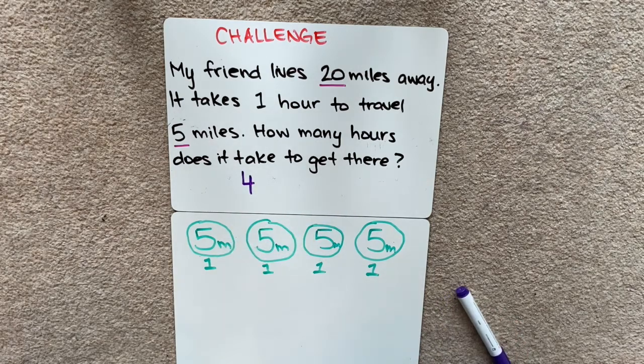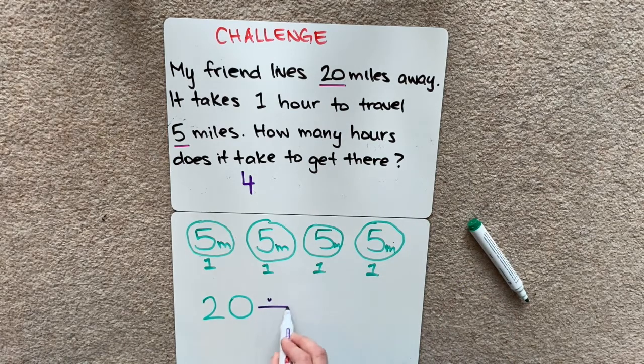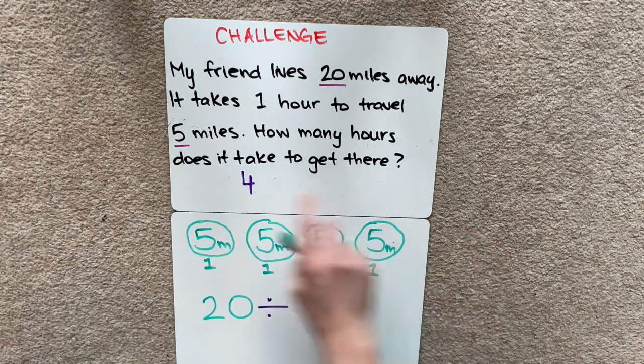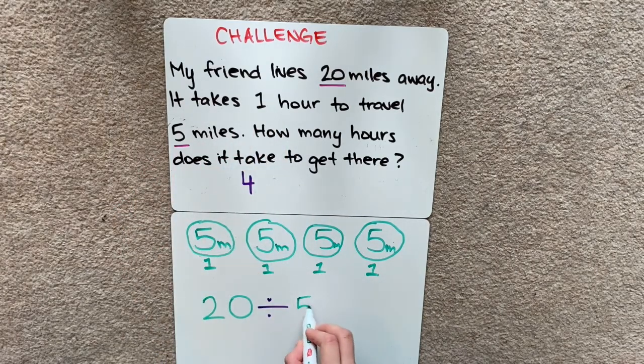As a number sentence, what do you think that would be? 20 divided by 5, not divided by 1, divided by 5 equals 4. There we go.